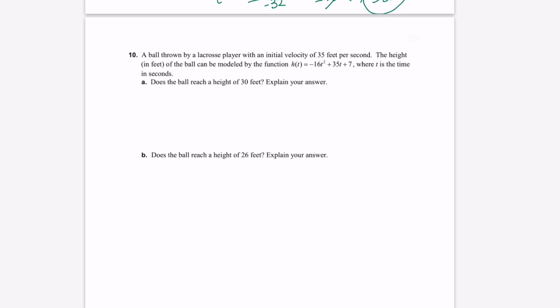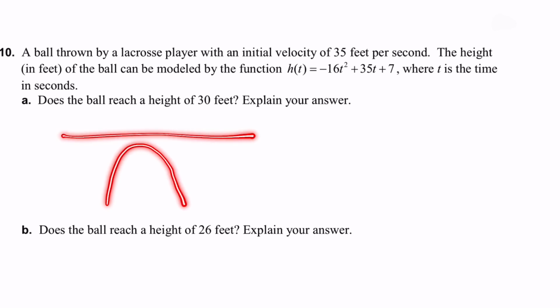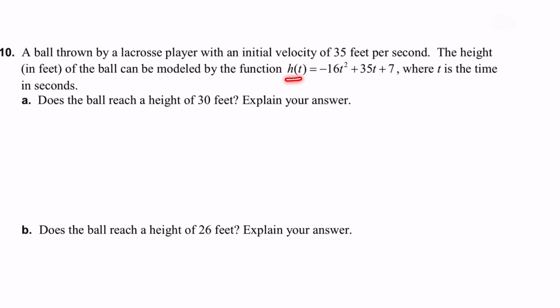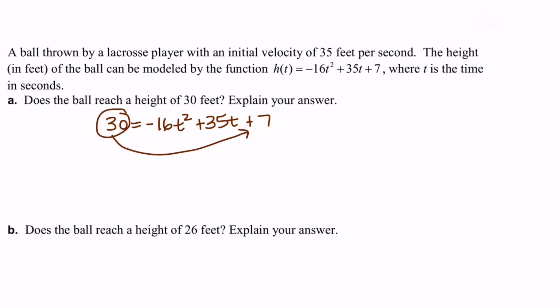Number 10, we have this equation. 35 is our velocity, and we're starting at 7 feet into the air. Does the ball reach a height of 30 feet? So we're looking to see, does this parabola reach the 30 feet? When I get my height, I'm going to put 30 feet in for the height. I have a t squared and a t, so I want to pull that 30 to the other side of the equal sign by subtracting 30 from both sides.